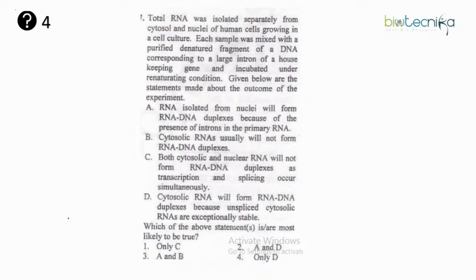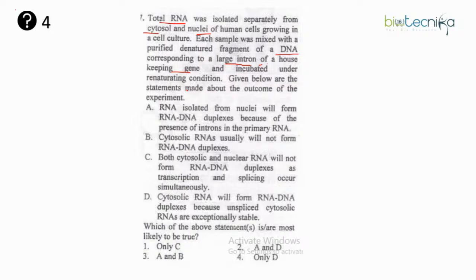Okay, coming to question number 4. So the total RNA was isolated separately from cytosol and nuclei of human cells growing in a cell culture. Be very careful about the statements. Total RNA was isolated separately from cytosol and nuclei. Each sample was mixed with a purified denatured fragment of DNA corresponding to a large intron of a housekeeping gene and incubated under renaturing condition.